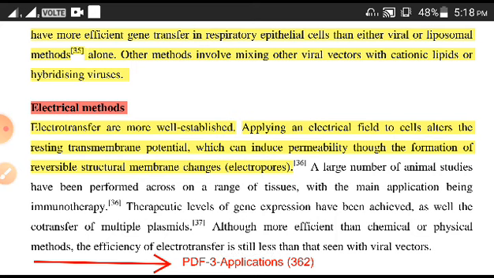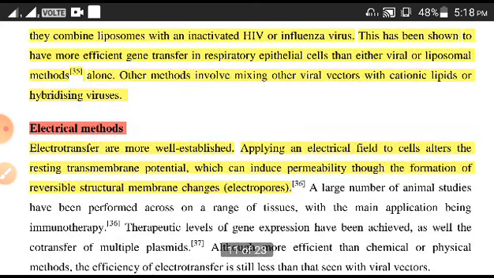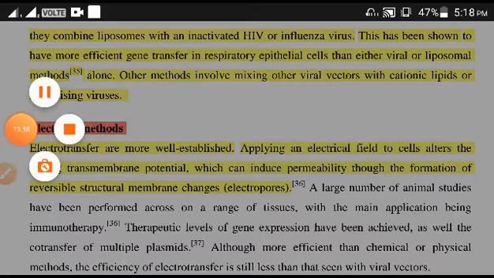Another method is electrical methods. Electro transfer is more well established. Applying an electrical field to cells alters the resting membrane potential, which can induce permeability through the formation of reversible structural membrane changes, which may cause electropores. So the electrical methods can also be utilized.